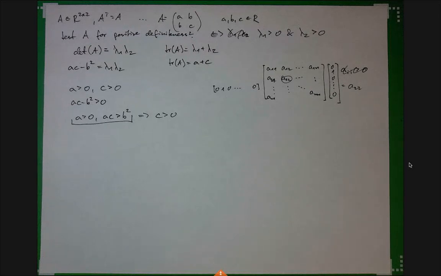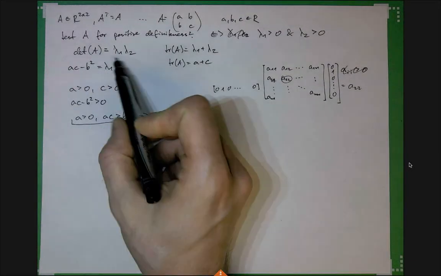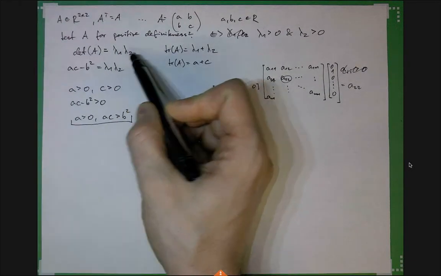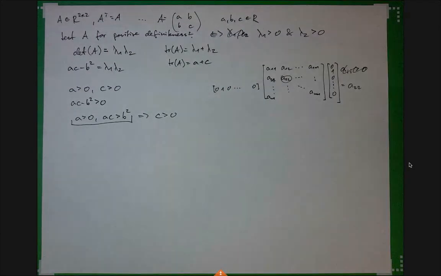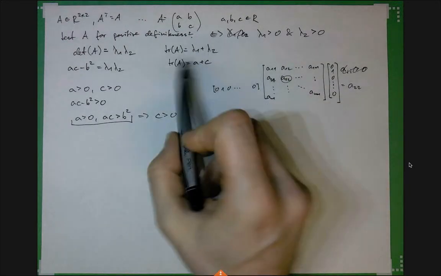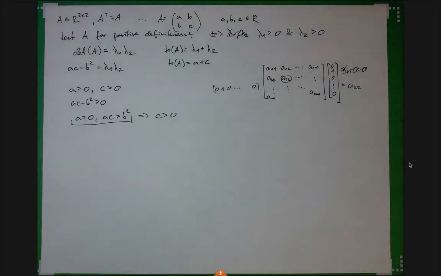Then the determinant is guaranteed to be positive. It's not sufficient, right? The determinant could also be positive if both lambda 1 and lambda 2 were negative, right? If it was a negative definite matrix. So the determinant could confuse us a little bit. But we have the second rule. We know what the sum of these two guys is, right?